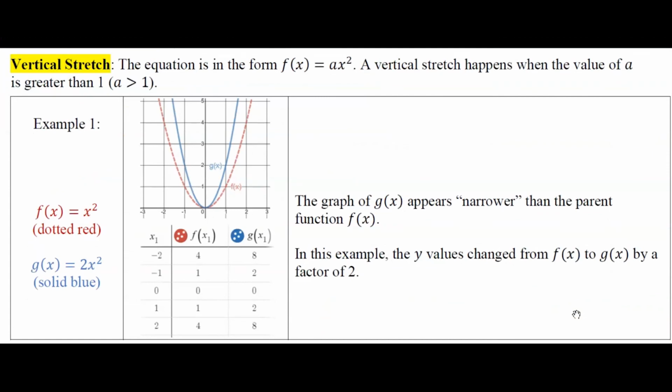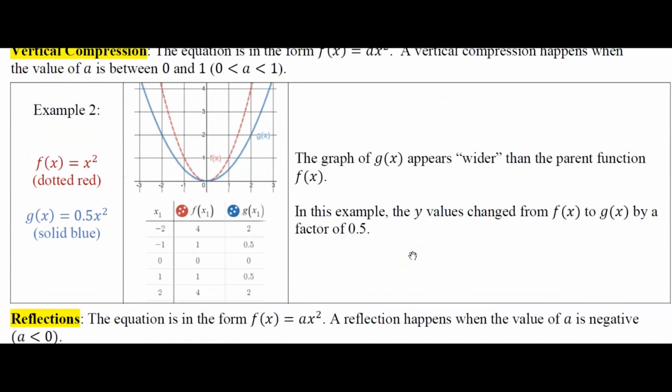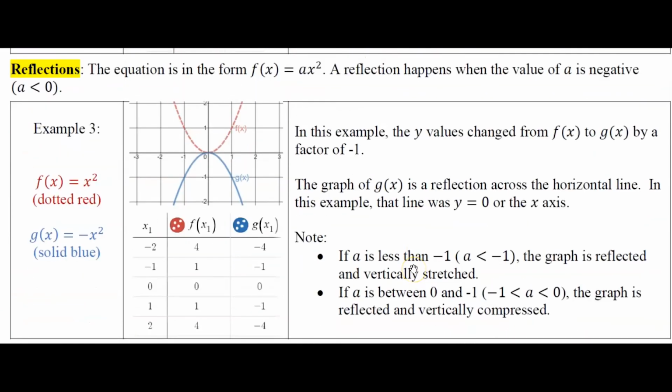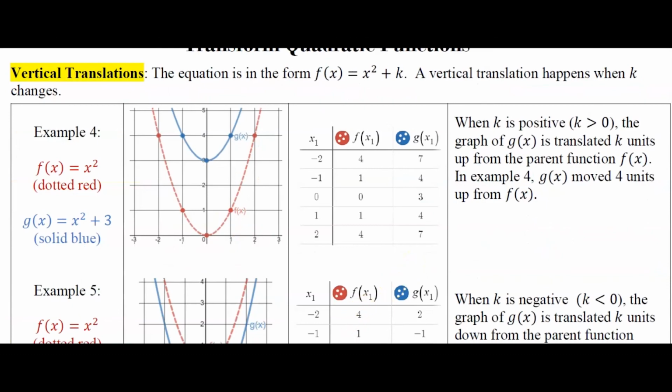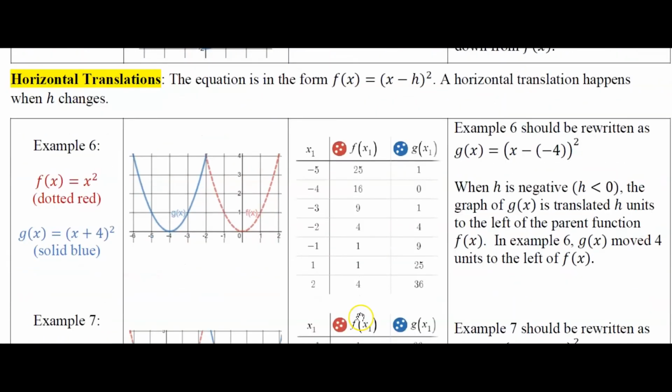For each of the transformations that we looked at using the Desmos graph, there's also a graphic organizer in your print packet to help you understand the information. In addition to the name of the type of transformation up at the top, there's an example on the left. And in the center, there's a picture of the graph and a picture of the table. And on the right, there's some information about how the graph of g of x looks compared to the graph of f of x. And there's also an explanation about the particular example that's on the left-hand side. So we have vertical stretch, a vertical compression, a reflection, and then we have vertical translation and horizontal translation.